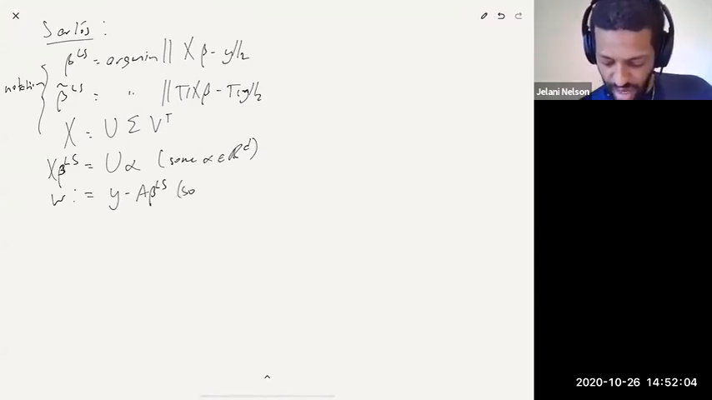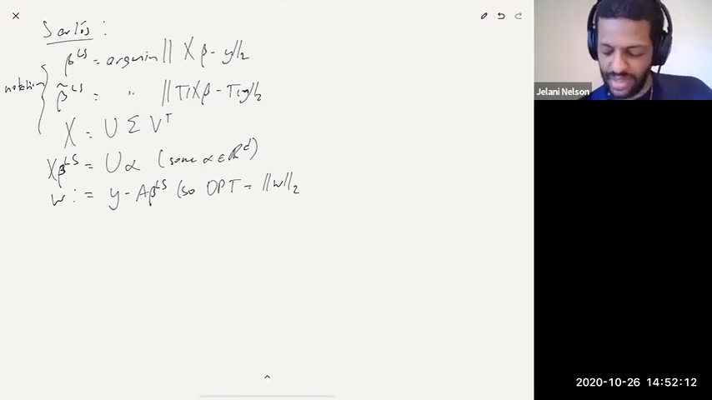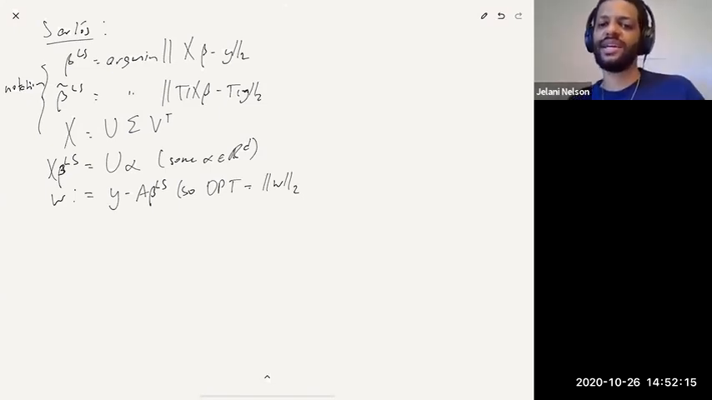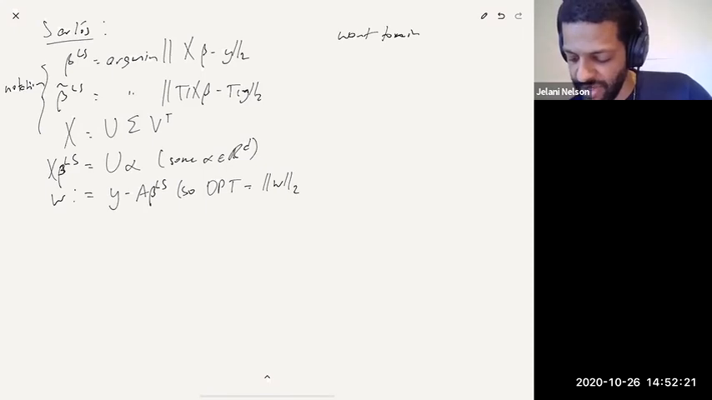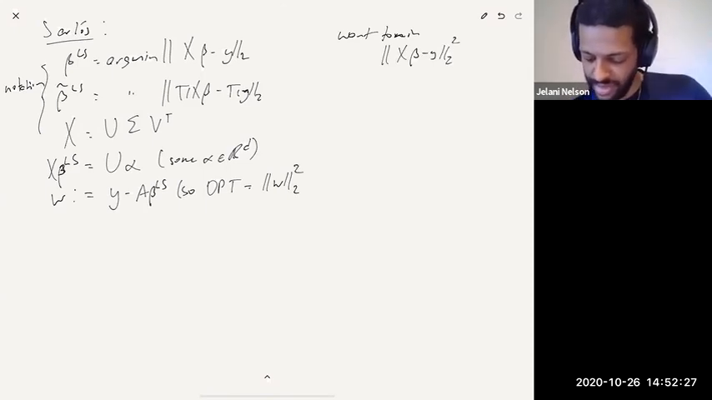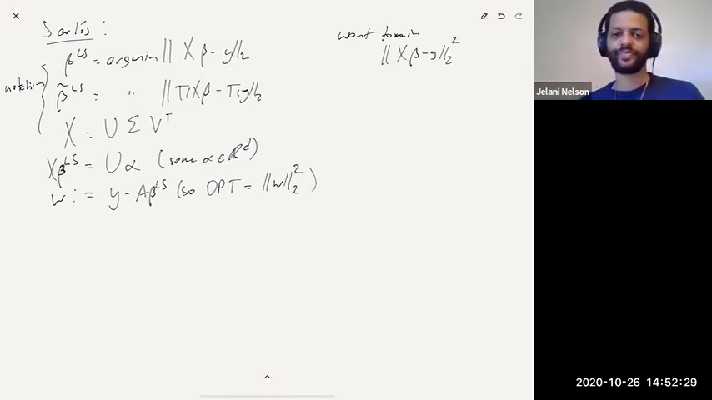In other words, opt is equal to the norm squared of w. So let me write this as, I'm trying to minimize, I want to minimize, it doesn't really matter, let me just square it. I want to minimize the norm of x beta minus y, L2 norm squared. So then opt is the norm squared of w.